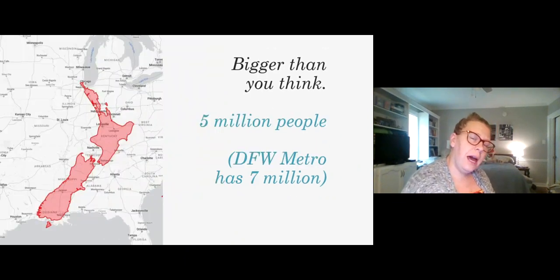New Zealand, smaller than Australia, but also probably bigger than you think it is. So if you put it on top of the United States, the top part of the North Island would be at Chicago, and the south edge would be at New Orleans. So north to south, a pretty large piece of land. Population-wise, very small, 5 million people, smaller than the DFW metro region.